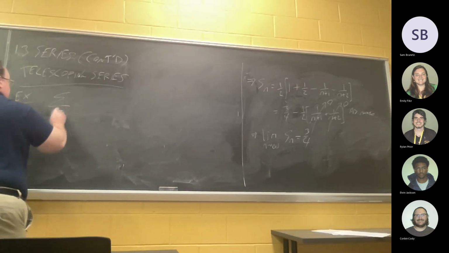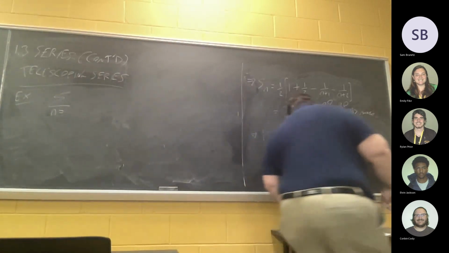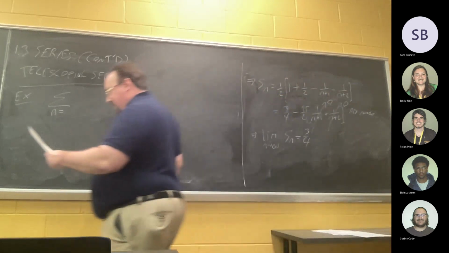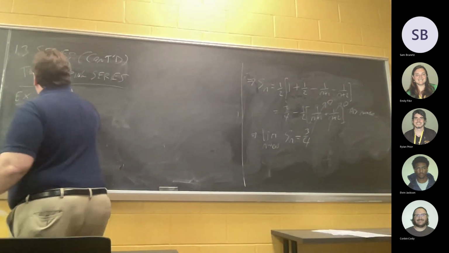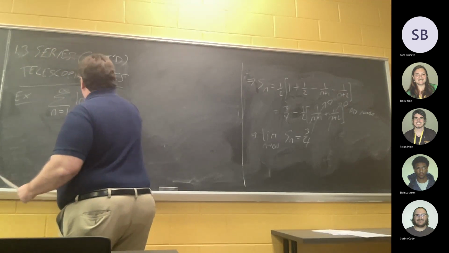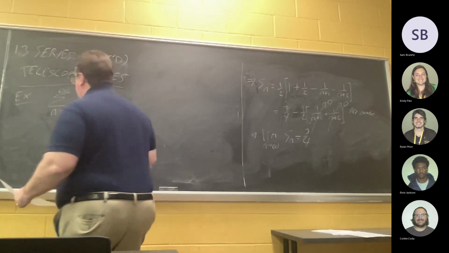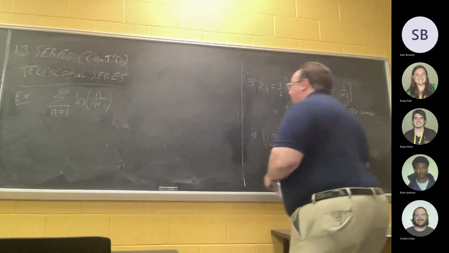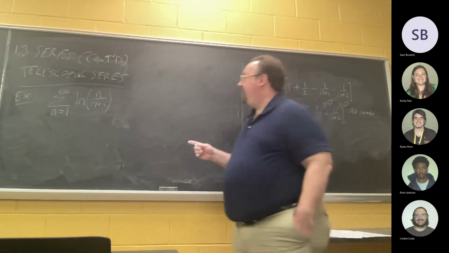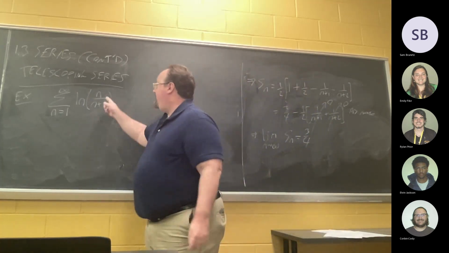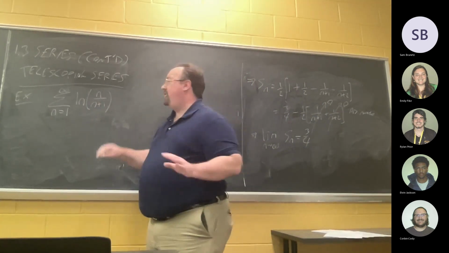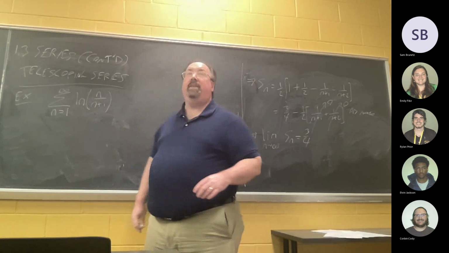Now we have a sum from n equals 1 to infinity of natural log of n over n plus 1. Before doing anything with this, what happens to the individual terms? Forget about the series, it's just a sequence of individual terms as n goes to infinity.